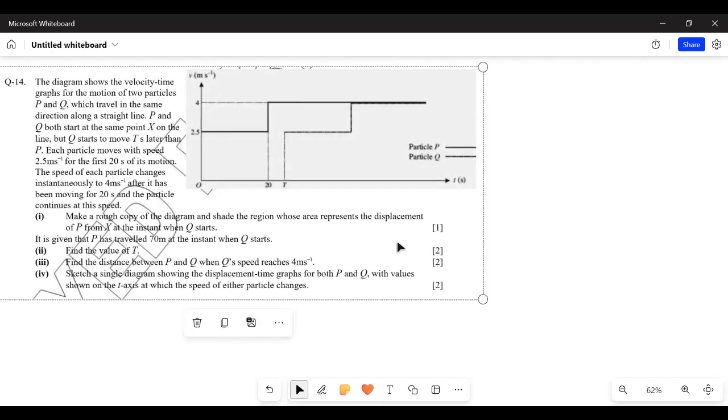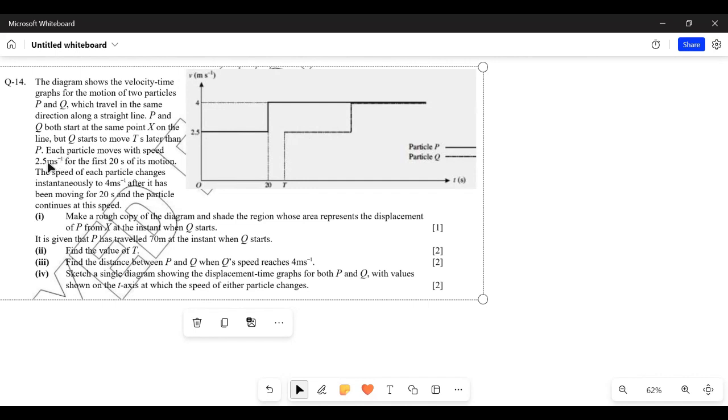All right. The diagram shows a velocity time graph for the motion of two particles P and Q, which travel in the same direction along a straight line. P and Q both start at the same point X on the line, but Q starts to move T seconds later than P. So we can see from the graph, one graph starts from 0 and one graph starts from T. So that means the first graph is the graph for P, and the second graph is the graph for Q, which starts T seconds later.